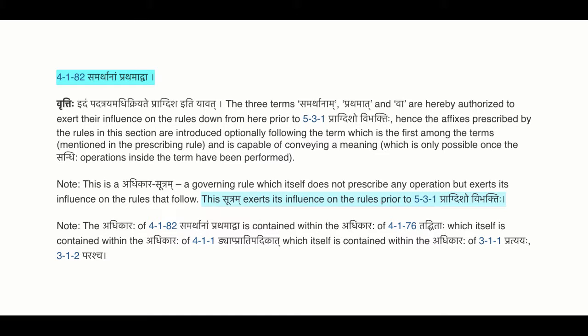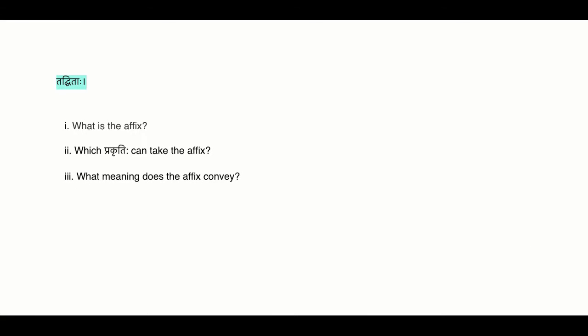Now we will start taking a look at the rules required to derive the various Taddhita forms. When deriving a form, we have to ask three questions. First one is, what is the affix? It's kind of obvious. We need to know what the affix is. Second is, which Prakriti can take the affix? Prakriti means the original form, the form before transformation, the form to which the affix is added. So it's like the base which takes the affix.